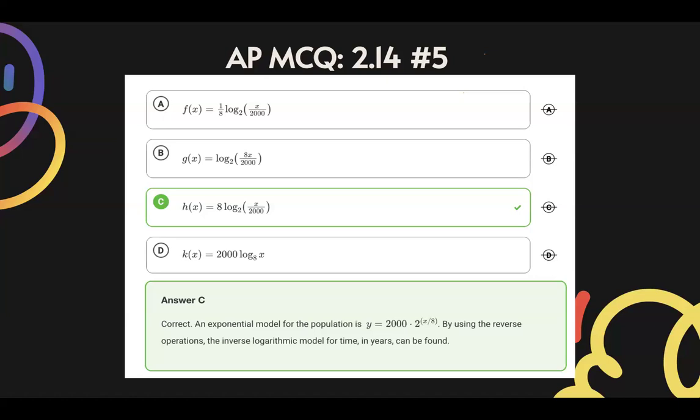So from here, we're swapping the x and the y. We're dividing both sides by 2,000, which is how we get our x divided by 2,000. And then from there, we're going to change it to log base 2. And then at that point, we are just solving with our value, which is fantastic.